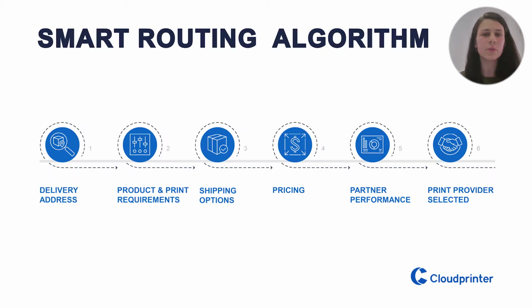In general, how Cloudprinter works: when we get the order from you, in milliseconds, our smart routing algorithm is searching for the best print provider for this order. We analyze the delivery address, the product and print requirements, the shipping options that are available from this print partner, and of course pricing and partner performance, which means quality of print, delivery time and so on. So in milliseconds, your order goes through and is automatically sent through the API to one of our print partners.